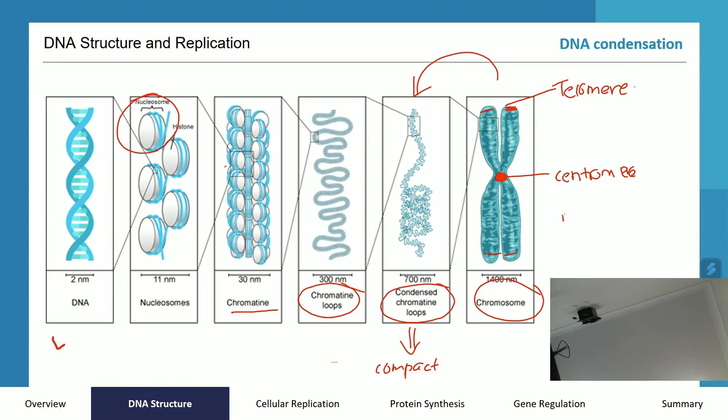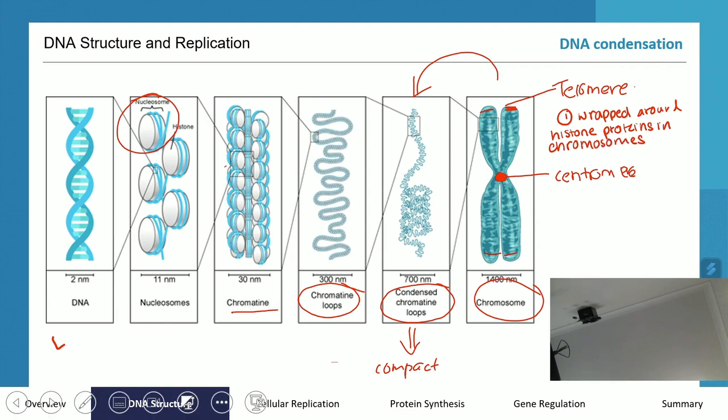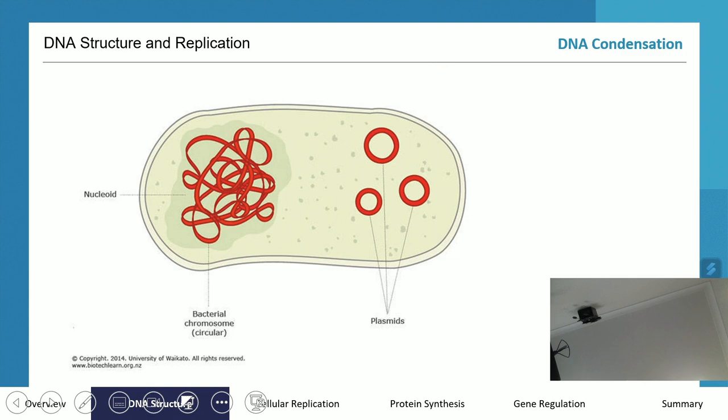So this is our number one way that DNA is found in a cell: wrapped around histone proteins and condensed into chromosomes. Then we have our second way that DNA is found, in the form of prokaryotic cells.